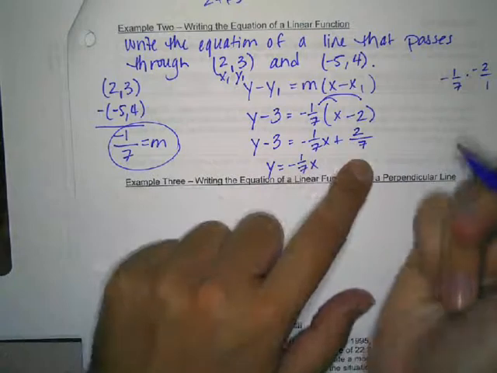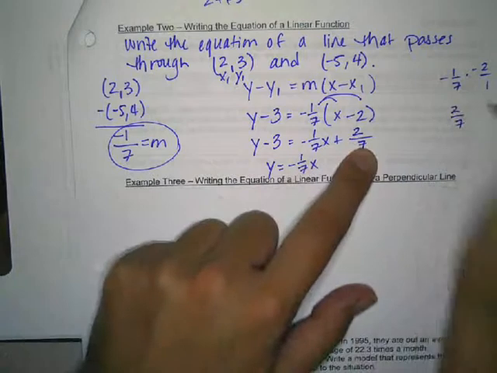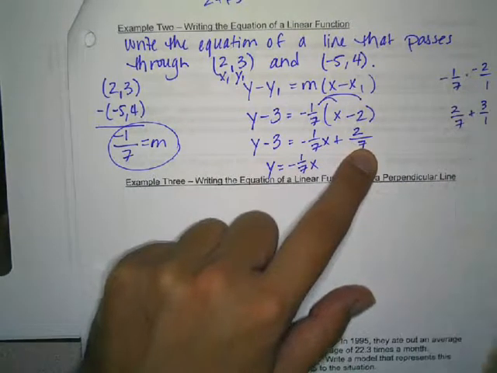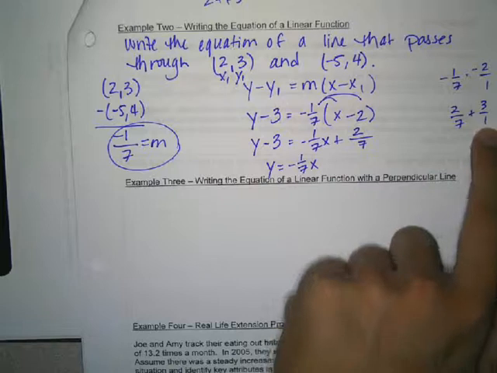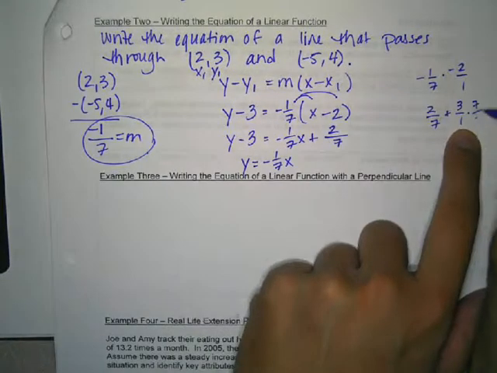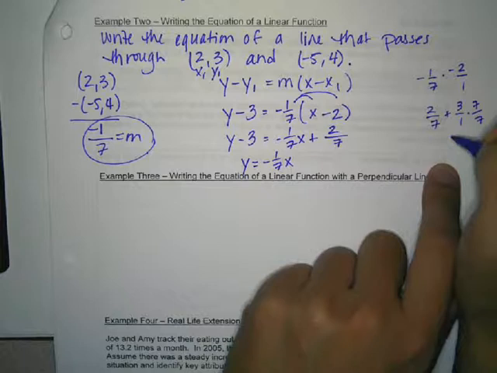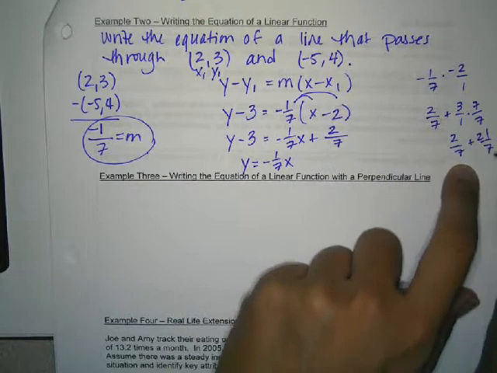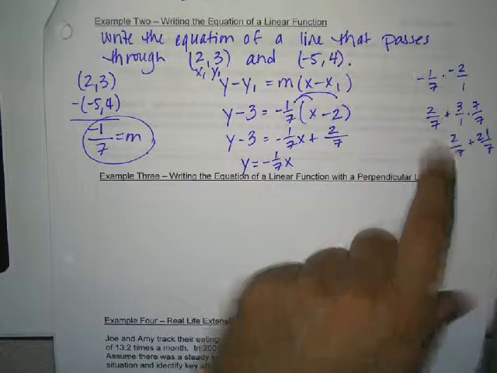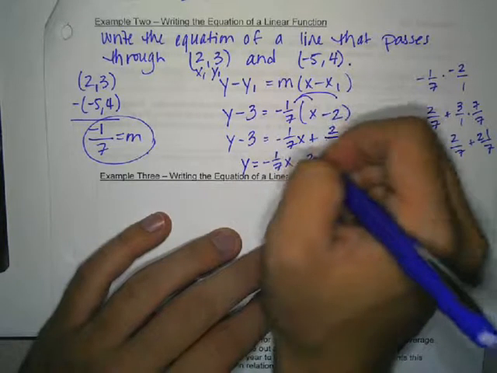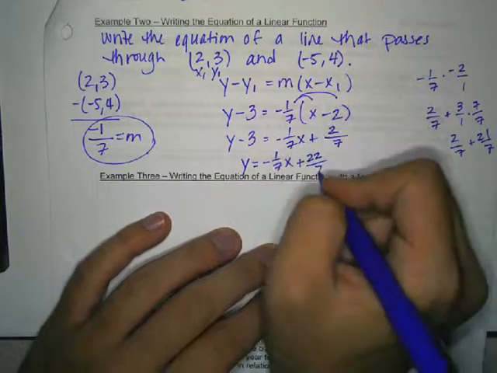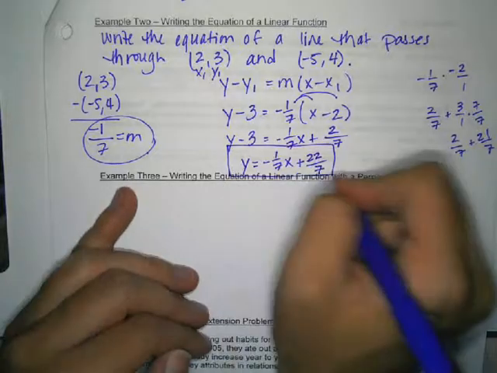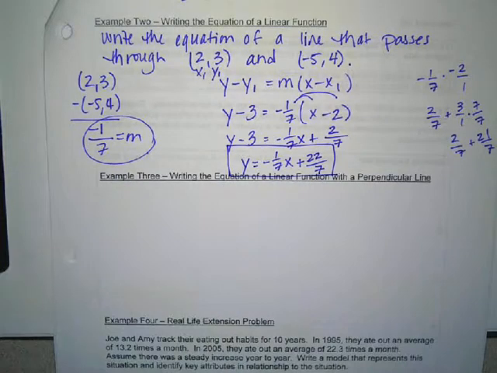When you add 3, you need common denominators. So I'm going to have to multiply this by 7 over 7. And I would get 2/7 plus 21 over 7. I now have common denominators, so I can add across on the top. So my final y-intercept here would be 22 over 7.